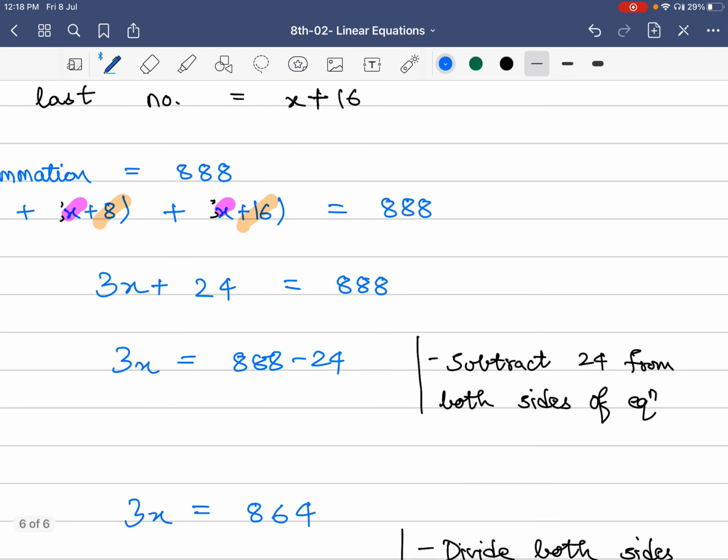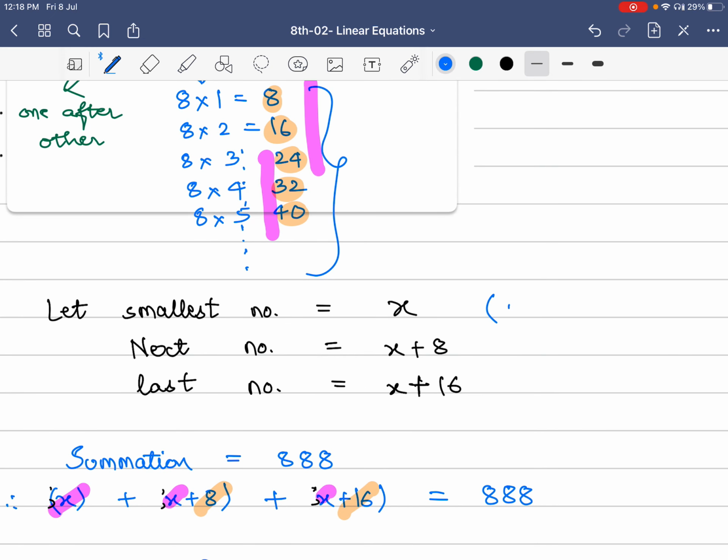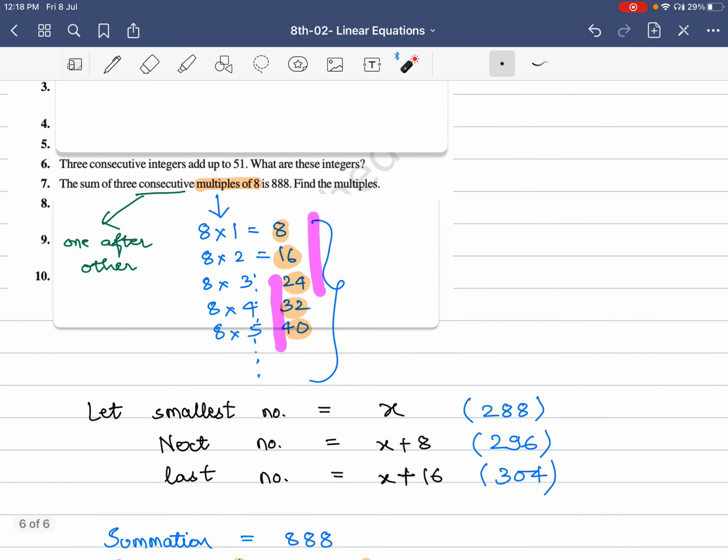Now, if x is equal to 288, let's go up. So the smallest number is 288, and the next number is 288 plus 8, which is 296, right? Yes, and the next number is going to be 304. So these are the three numbers, three consecutive multiples of 8, and their summation is 888. So that is the answer.